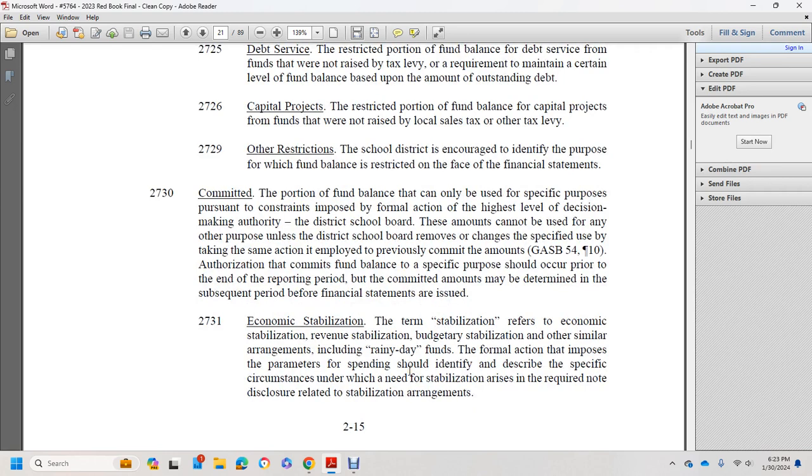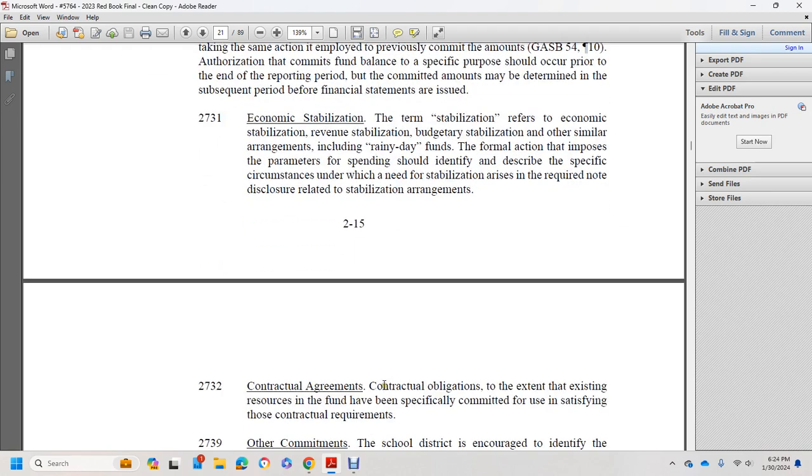The term stabilization refers to economic stabilization, revenue stabilization, budgetary stabilization, or similar arrangements, including rainy day funds, with formal action imposed on the parameters of spending. It should identify and describe the specific circumstances and the need for the stabilization arrangement, and the required note disclosure related to the stabilization arrangement.